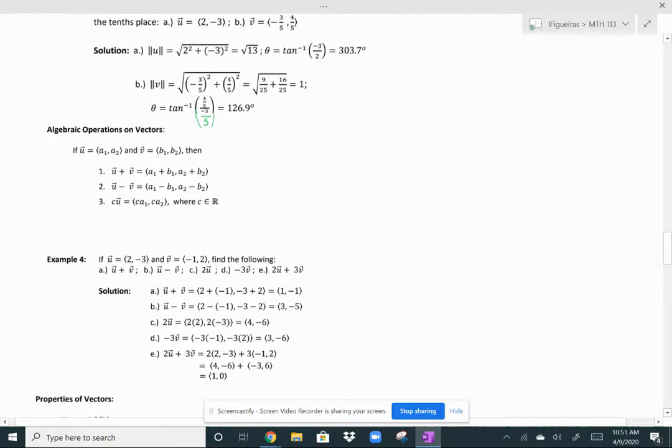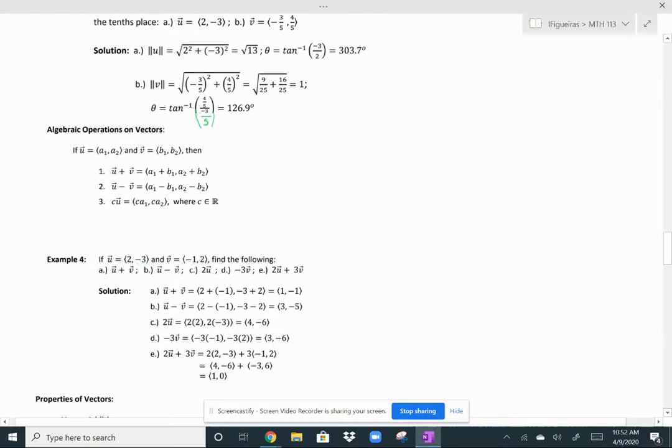All right, so we're going to use those properties or operations. So here, example 4, if u equals 2, -3, and v is -1, 2, we want to find each of the following. So we'll start with A. A says that we're going to add u and v. So here's the work. You add the corresponding x values. So I have 2 and -1 right here, and that gives me 1. And then I have -3 and 2, which is here, and that also reduces down to just -1. So my sum has components 1, -1.